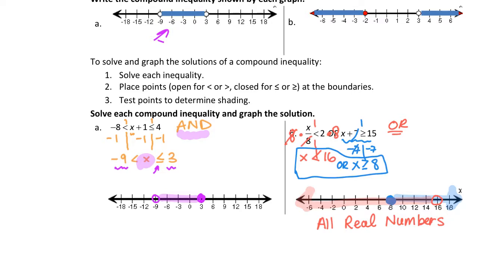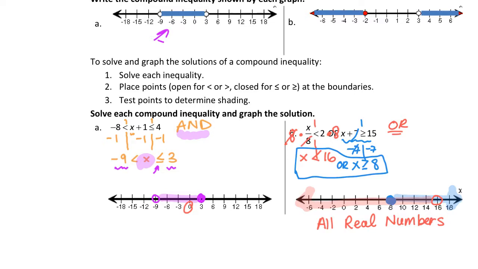Now, one thing I did neglect to do was to test my points. So let's go back to example A, and we're going to try out a number between -9 and 3. And I like 0. 0 is really easy. Is 0 actually in between -9 and 3? And yes, it is. That's true. If I picked something on the outside, that wouldn't help me very much. So that's what I mean by just testing a point.